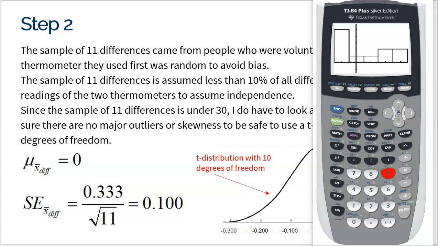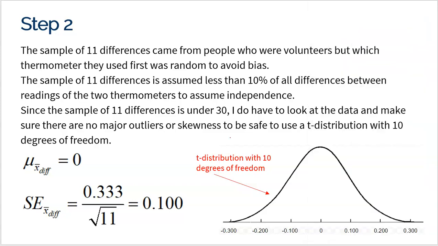Now, it obviously doesn't look very normal, but no one ever said it had to look normal. We just want to make sure there's no major outliers. I don't see any major outliers, and no major skewness. I mean, it doesn't look great, but guys, remember, there's only 11 values, so it's not going to look good at all. But I don't see any major skewness at all. I mean, listen, it doesn't look pretty, but it's the word major. I don't see any major outliers, no major skewness. So you know what? A t-distribution with only 10 degrees of freedom is totally okay.